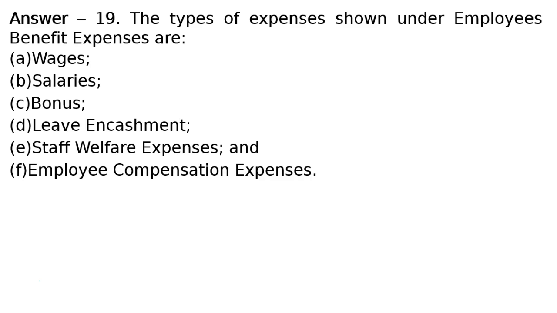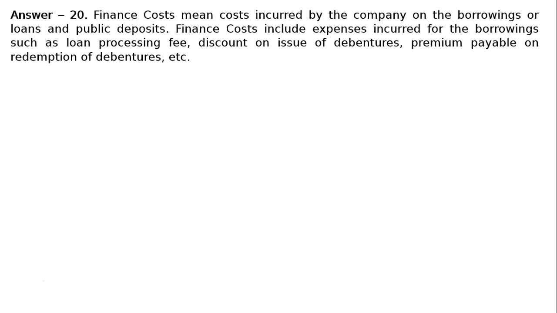20th question. Briefly explain the nature of expenses that are shown under finance cost. Answer 20. Finance costs mean costs incurred by the company on the borrowings or loans and public deposits. Finance costs include expenses incurred for the borrowings such as loan processing fee, discount on issue of debentures, premium payable on redemption of debentures, etc.